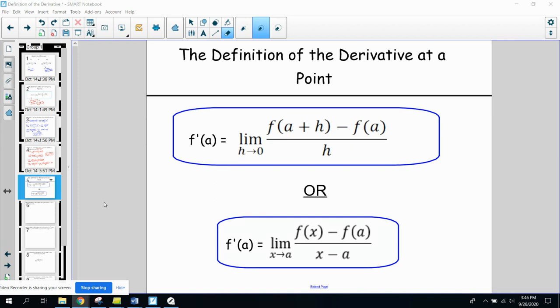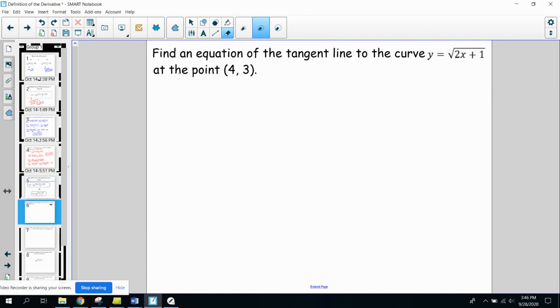So what we're going to do is look at how to find the derivative at a point, and I'm going to throw it more into context, and we're going to look at each example. The first example is going to deal with this top function. Find an equation of the tangent line to the curve y equals the square root of 2x plus 1 at the point (4, 3).